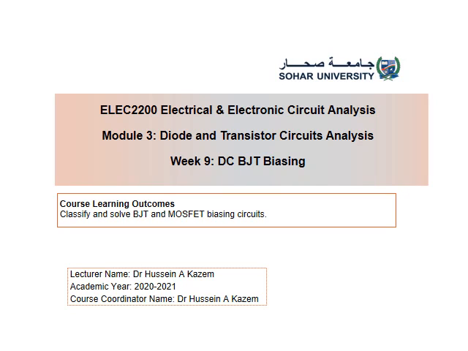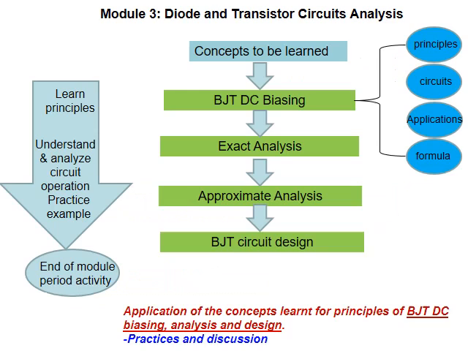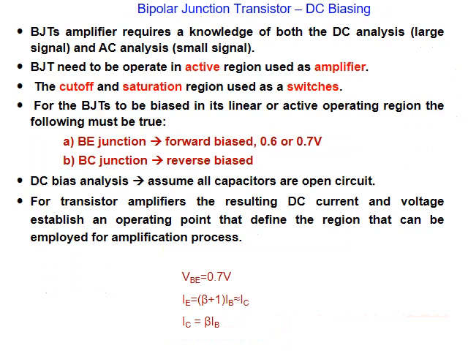In module 3, which is related to diode and transistor circuit analysis, we've completed the diode and we started with the transistor. Now I would like to discuss with you the DC bipolar junction transistor bias. DC biasing. So we are going to discuss DC biasing, exact analysis, approximate analysis, these two methods, and then we design a BJT circuit as an amplifier.